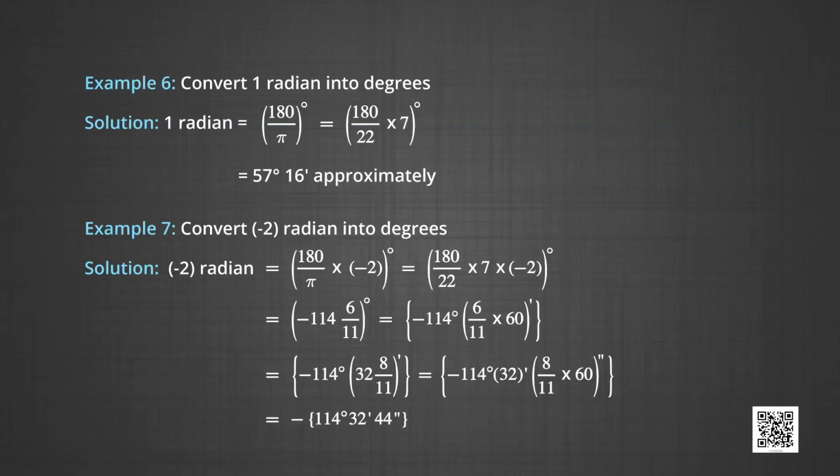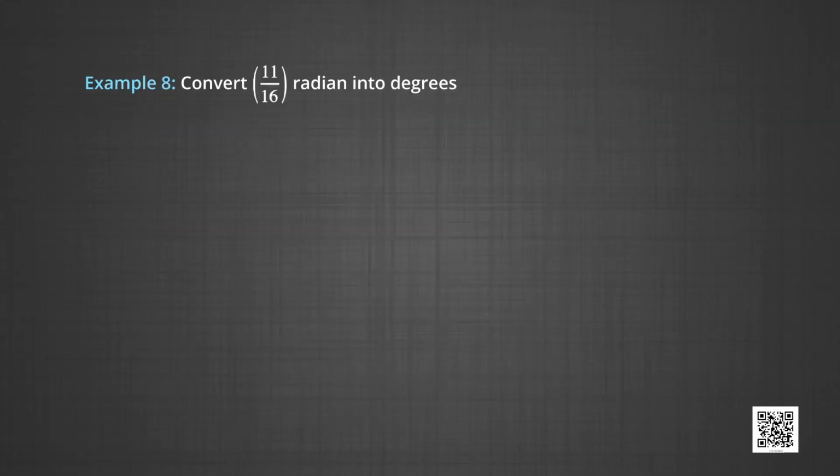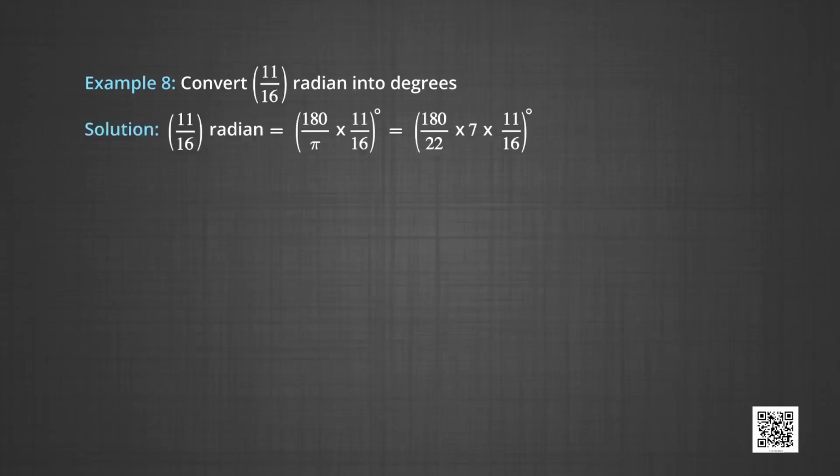Hence, minus 2 radian can be approximately written as minus 114 degree 32 minute and 44 seconds. In example 8, we will convert 11 by 16 radian into degree. Now, 11 by 16 radian is equal to 180 upon pi multiplied by 11 by 16.